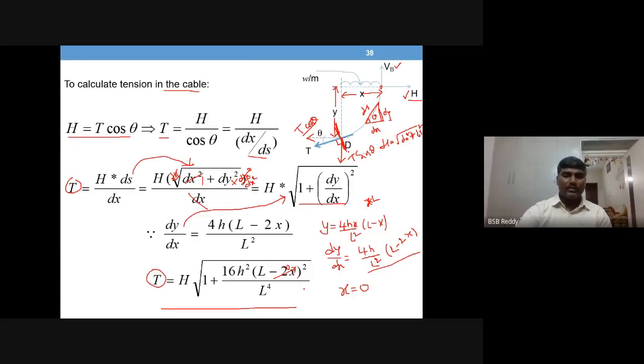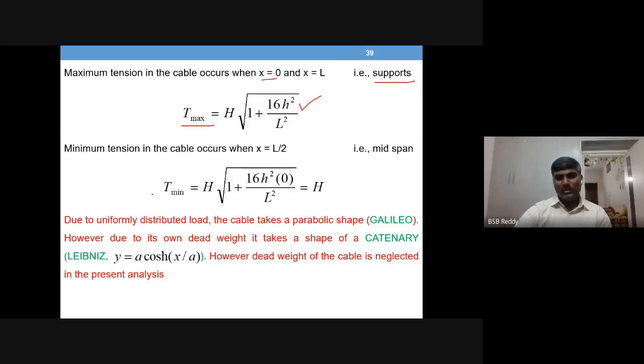Now if you substitute x is equal to L by 2, then 2 times L by 2 is L. L minus L is 0, so the total numerator is 0 here. 0 by anything is 0. So square root of 1 is 1. So T is equal to h, where x is L by 2, meaning midspan. Midspan tensile force is h. Okay, so now you got it.